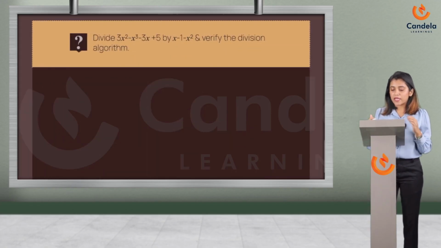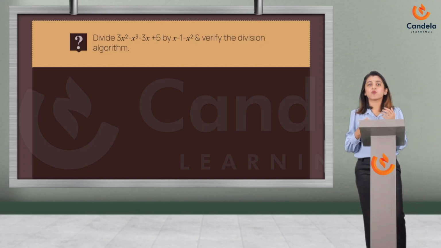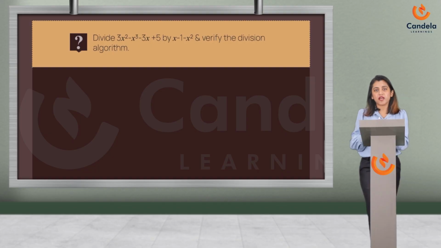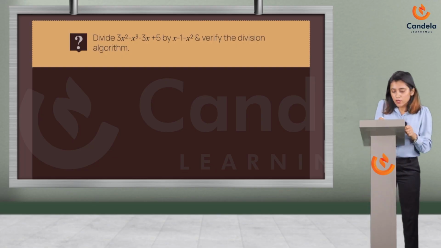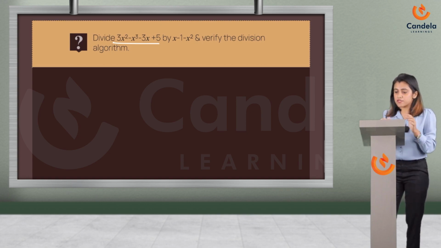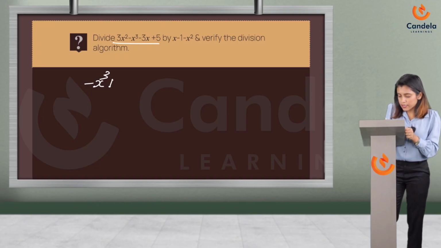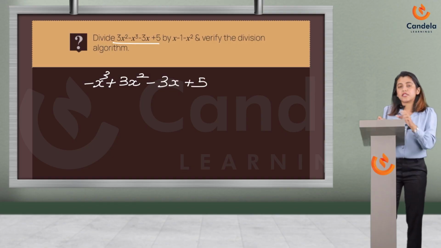Divide 3x square minus x cube minus 3x plus 5 by x minus 1 minus x square and verify the division algorithm. We know that division algorithm is dividend equal to divisor into quotient plus remainder. For that we have to find the quotient using long division method. We know that this polynomial is not in the correct order. So we'll be rearranging it first based on the descending order of their degree. So first term will be minus x cube, then plus 3x square minus 3x plus 5. This is the dividend.